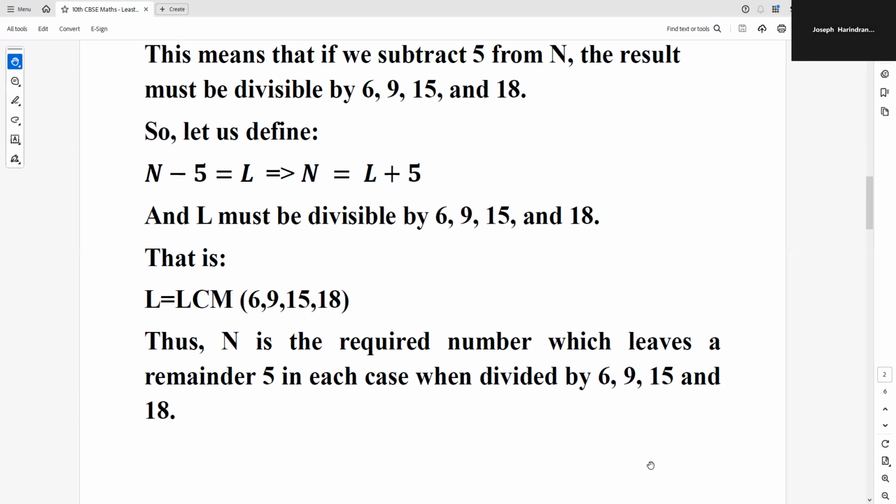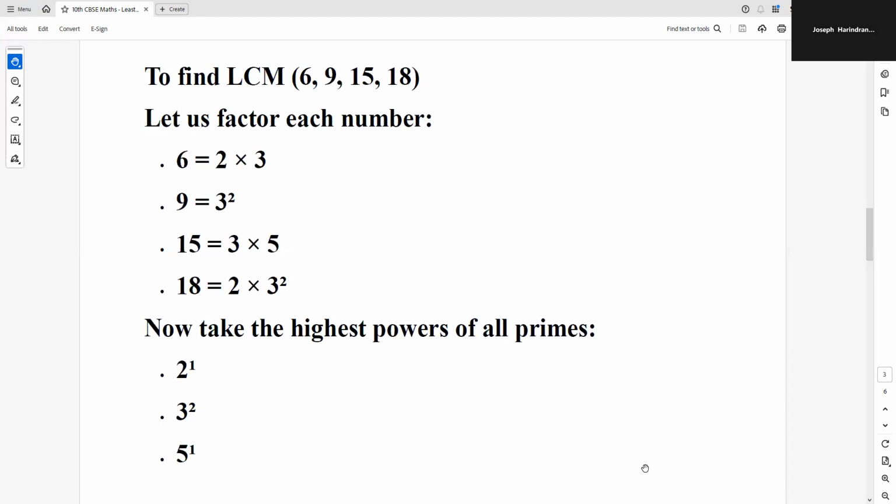Now let's proceed to find the LCM of these 4 numbers, 6, 9, 15, and 18. By the prime factorization method, let us factor each number separately. 6 is equal to 2 into 3, primes. 9 is equal to 3 into 3, which is written as 3 squared. 15 is equal to 3 into 5. And 18 is equal to 2 into 9, or 2 into 3 into 3, 2 into 3 squared. This is how we factorize each of these numbers into primes. That is called the prime factorization.